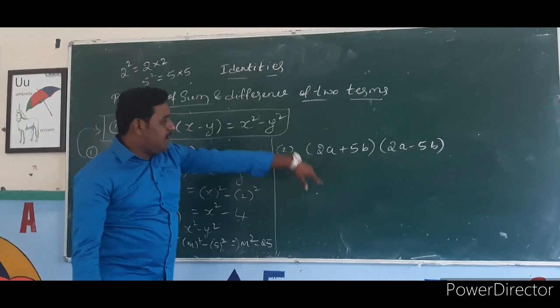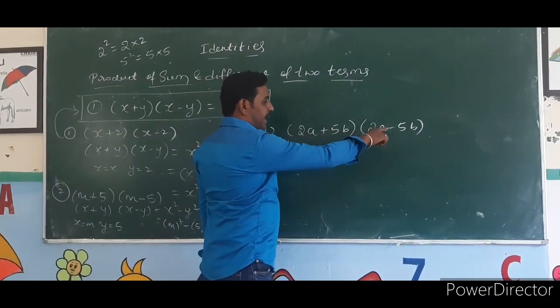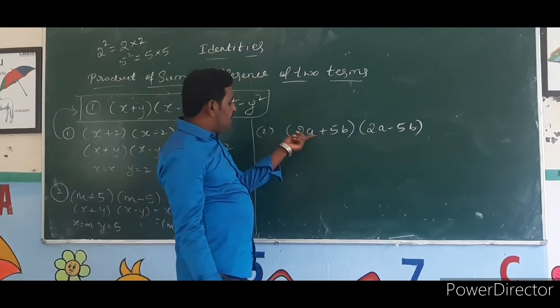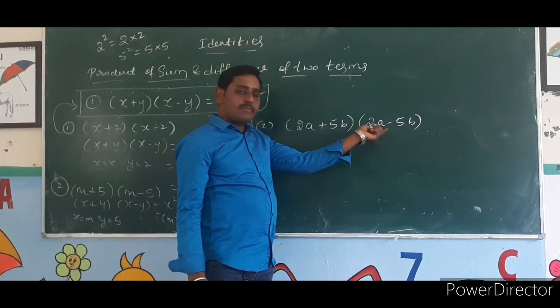So next problem. (2a + 5b)(2a - 5b). Look at the first term, 2a. Here first term is 2a. Understand?